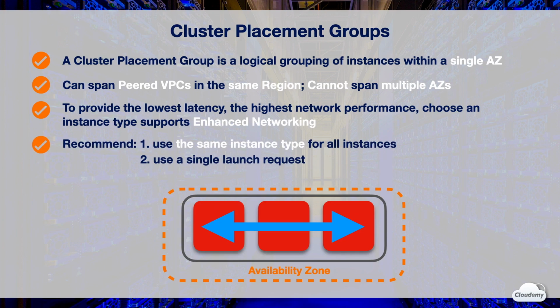For the best performance, it's recommended that you should use the same instance type for all instances in the placement group. You should use a single launch request to launch the number of instances you need in the placement group. If you try to add more instances to the placement group later, or launch more than one instance type in the placement group, you increase the chances of getting an insufficient capacity error.